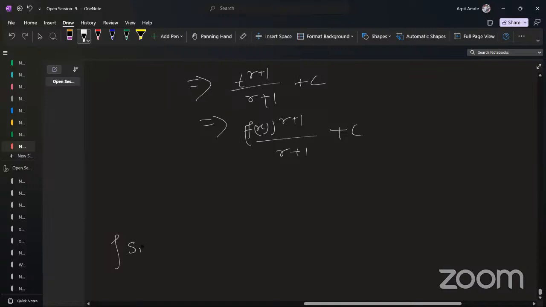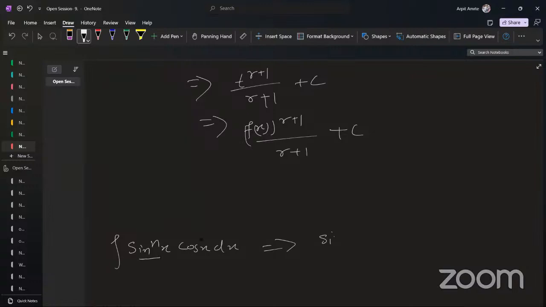Now similarly, what kind of question can they ask from this? Say sin raised to the power n x cos x dx. How will you solve the question? Same thing. Just substitute sin x. You can see sin x is there. If I put t equals sin x, then dt will be cos x dx, and here you have cos x dx. So if you substitute, you will get t raised to the power n into dt.